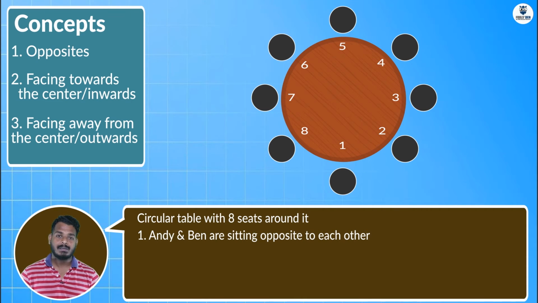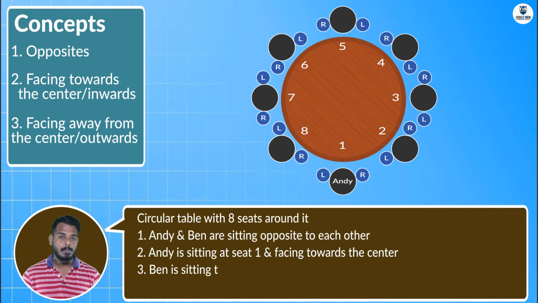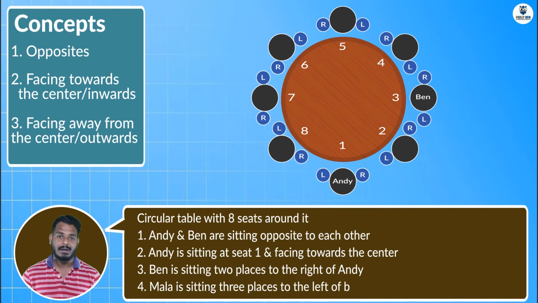Say it is given that Andy is sitting at seat number 1 and facing towards the center, and Ben is sitting 2 places to his right. So 2 places to the right would be something like this, 1 and 2 towards the right. So Ben would be sitting at seat number 3. Now say it is given that Mala is sitting 3 places to the left of Ben. So Ben is here, 3 places to the left would be 1, 2 and 3. So Mala would come at seat number 8.